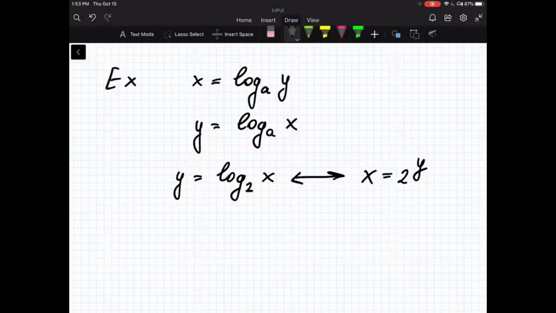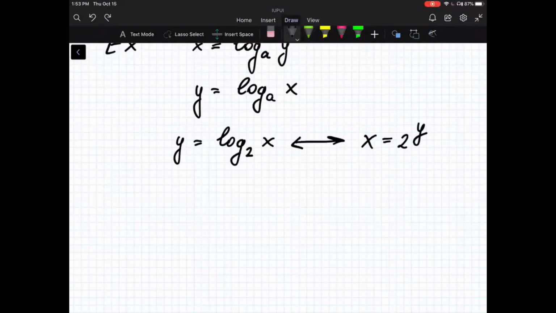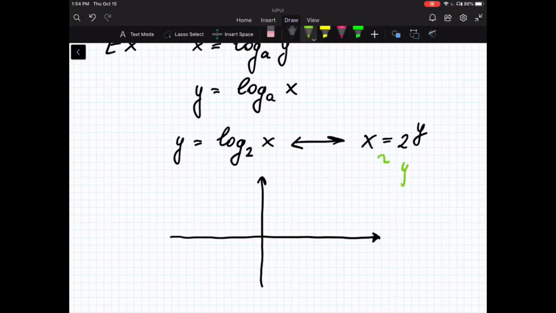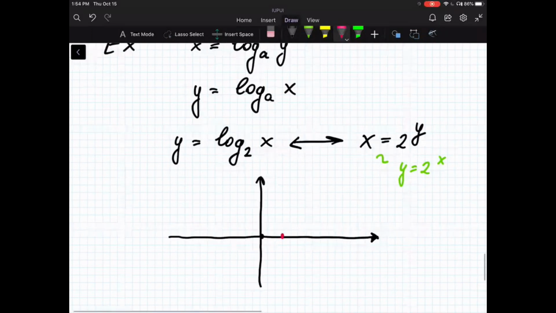And of course, we can graph this one. We just should think about our exponential function, but now it is not 2 to the power x, but it is 2 to the power y. So it's similar to y equals 2 to the power x, but you should switch x and y. So for y equals 0, I will get that x is equal to 1. So here's my point.